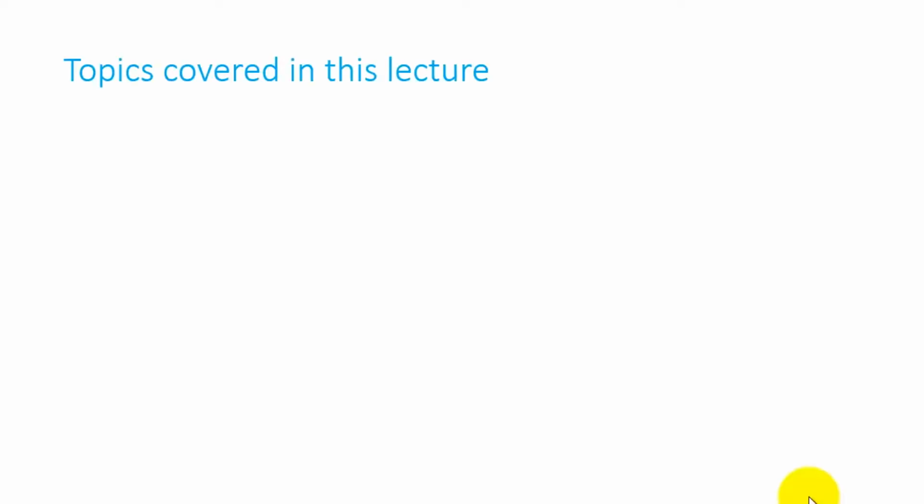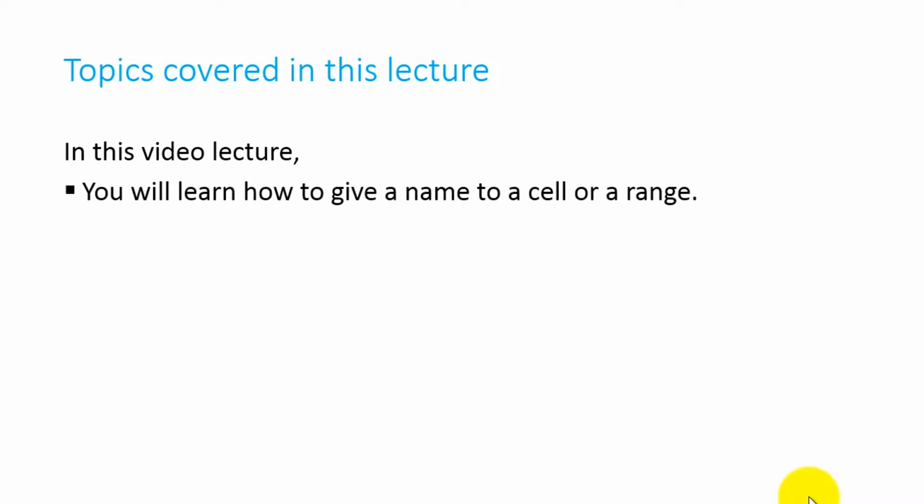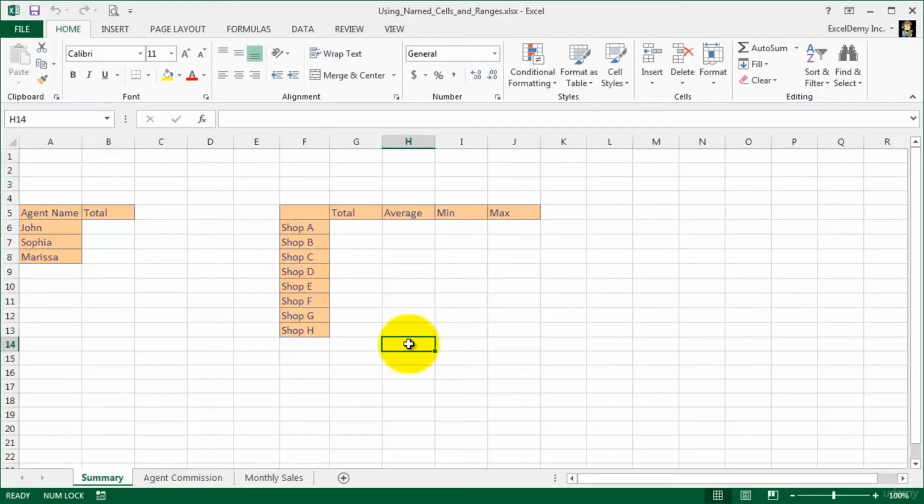Topics covered in this lecture. In this video lecture, you learn how to give a name to a cell or a range. You already know how to create names for cells or ranges. You can name a cell or a range in two ways, using the define name command or using the create from selection command in the formula tab.